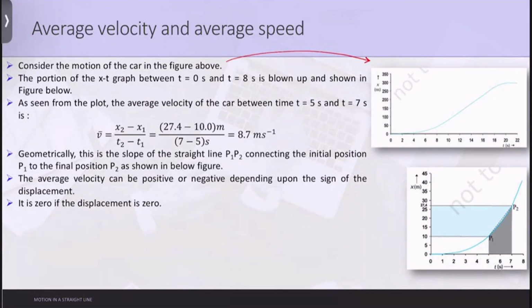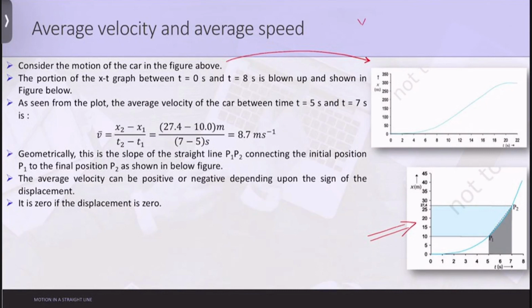So the portion of the x-t graph between t equal to 0 seconds and t equal to 8 seconds is blown up as shown in the figure below. So this is basically magnified here, as you can see. As seen from the plot, the average velocity of the car between time t equal to 5 seconds and t equal to 7 seconds is. How to find out the value?